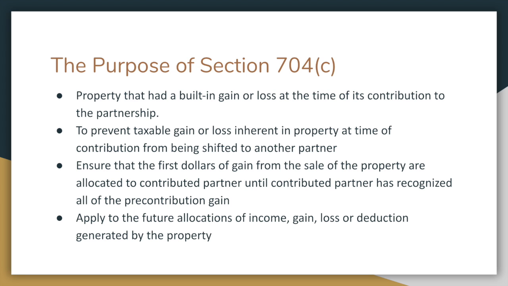Let's assume that property has a built-in gain or loss at time of its contribution to the partnership. In order to prevent taxable gain or loss inherent in property at time of contribution from being shifted to another partner, the first dollars of gain from the sale of property are allocated to the contributing partner until the contributing partner has recognized all of the pre-contribution gain.